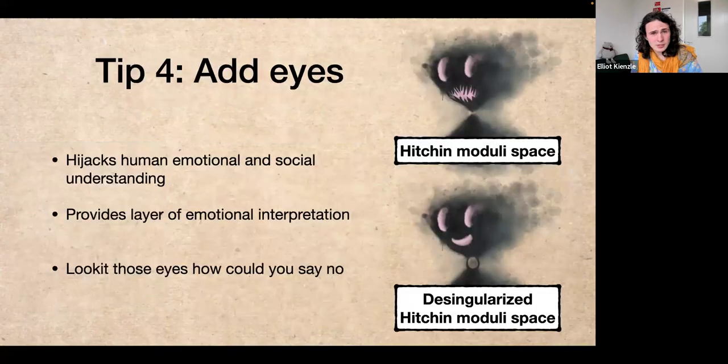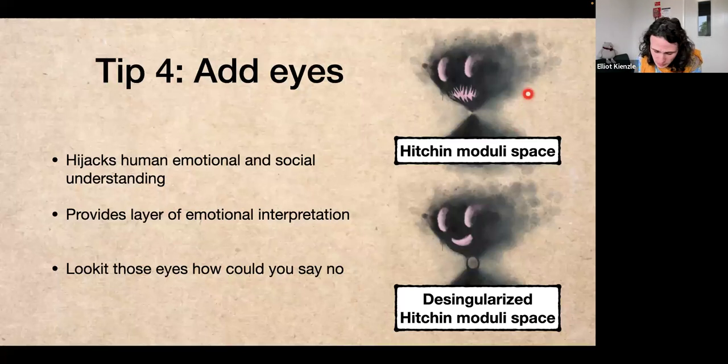And the first tip is tip number 4, add eyes, just do it. Put a face on something, you know? This is very powerful because it lets us anthropomorphize things. And when we anthropomorphize things, we hijack humans' understanding of emotional and social dynamics. And we can use that to explain the math. And it's also powerful because it provides an extra layer of emotional interpretation, from the symbols on the page to how you should feel and interact with these objects.